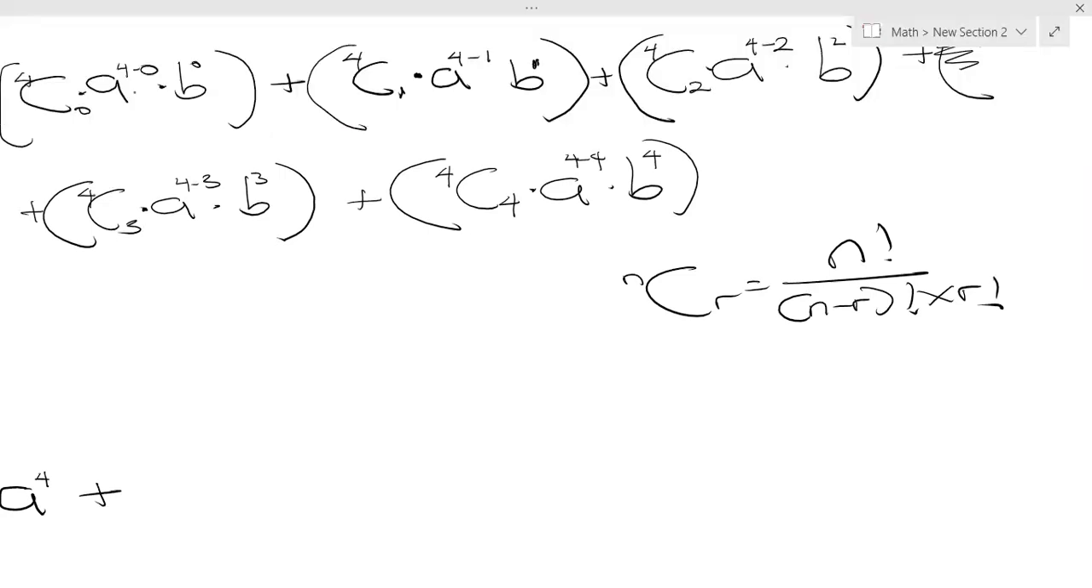So if you want to use a calculator, you can use a calculator and just skip. All right, so 4c1 will be what? 4 factorial over 4 minus 1 factorial, 1 factorial. 1 factorial is 1, still 1. 4 minus 1 is 3. So it means that 4 factorial divided by 3 factorial. All right, so 4 factorial divided by 3 factorial is 4.